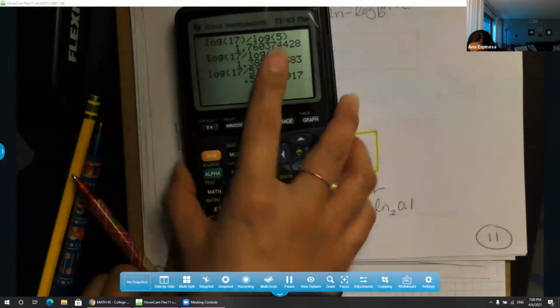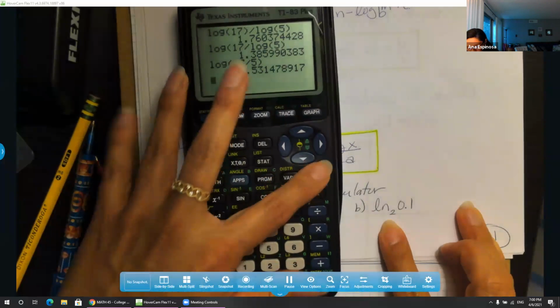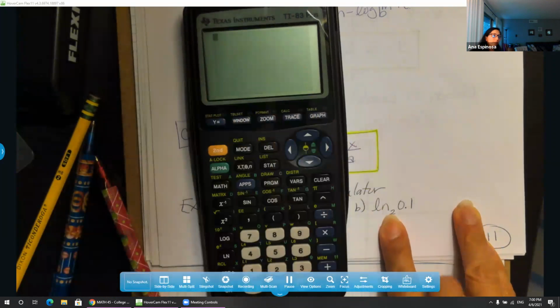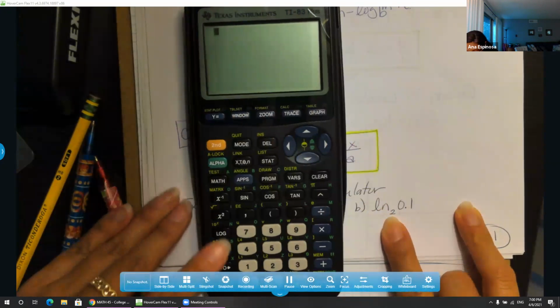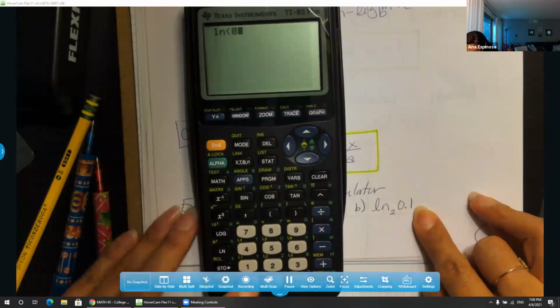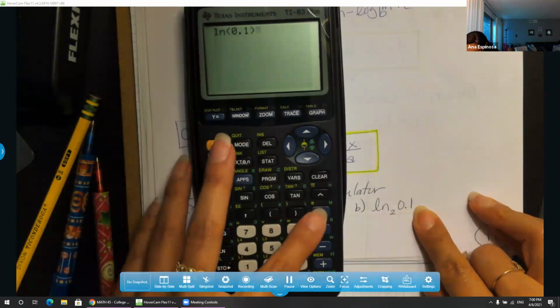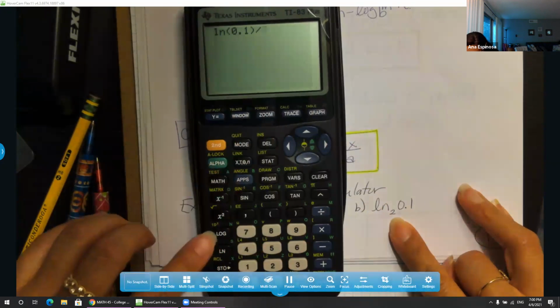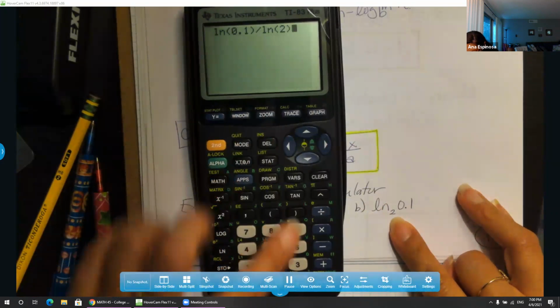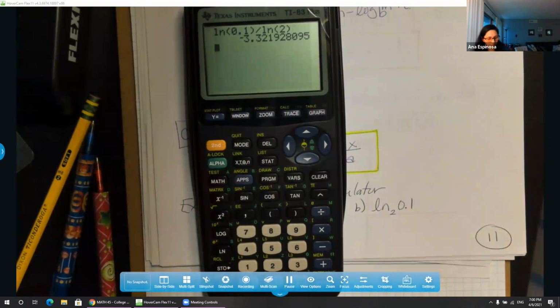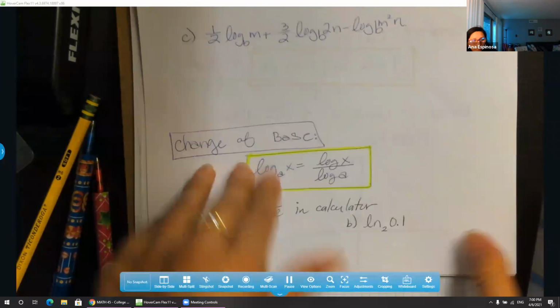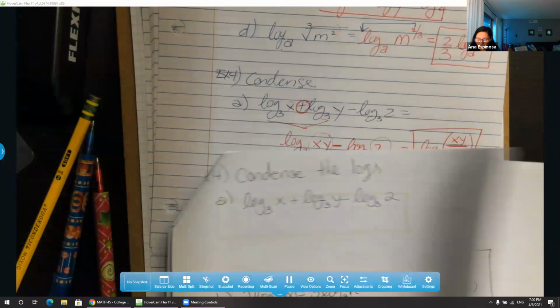Let's try this last one over here. If it says ln, it's clear. It doesn't matter. You're just going to use a different button, but it's the same idea. So the ln of the big number, 0.1, close it, divided by ln of 2, close it, enter. Okay? Do not make your own order. There is an order to things. So it's important that you know what to do. All right, this ends 6.3.